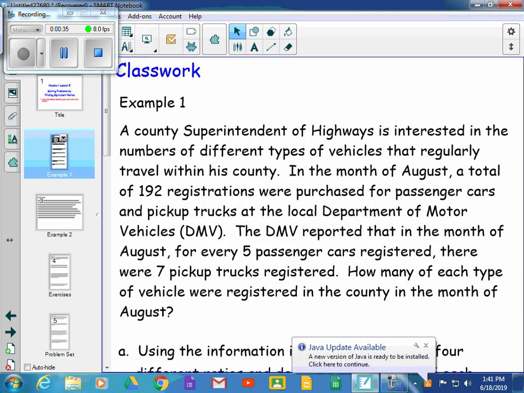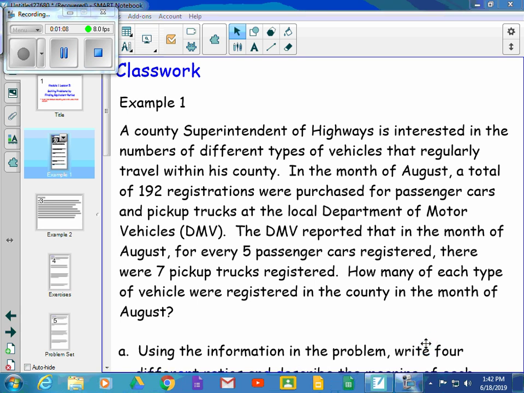Example 1, big word problem to start us off. A county superintendent of highways is interested in the number of different types of vehicles that regularly travel within his county. In the month of August, a total of 192 registrations were purchased for passenger cars and pickup trucks at the local Department of Motor Vehicles, or DMV. The DMV reported that in the month of August, for every 5 passenger cars, there were 7 pickup trucks registered. How many of each type of vehicle were registered in the county in the month of August?